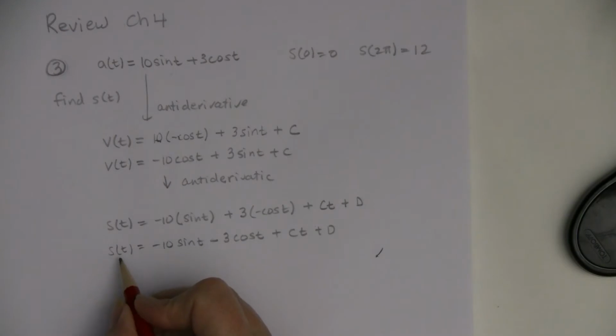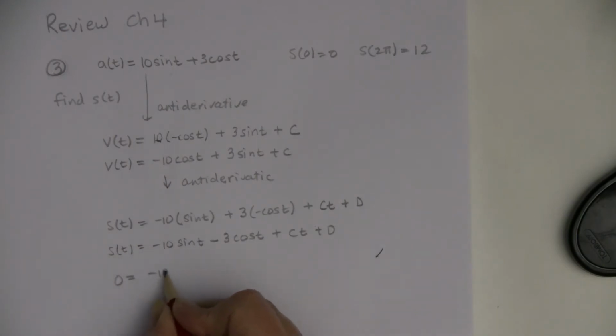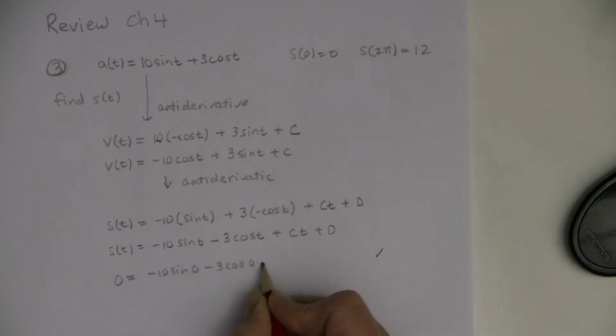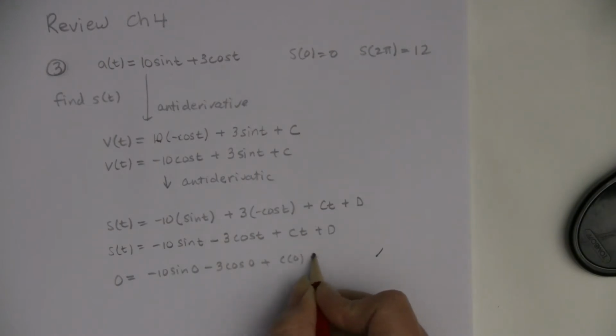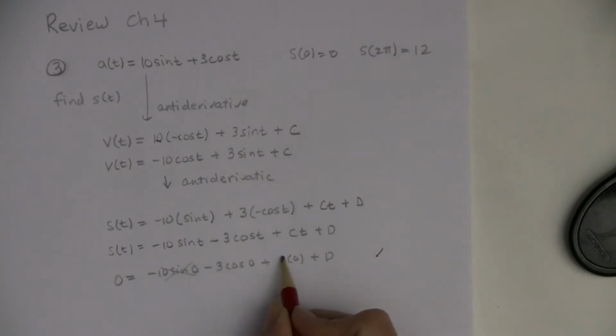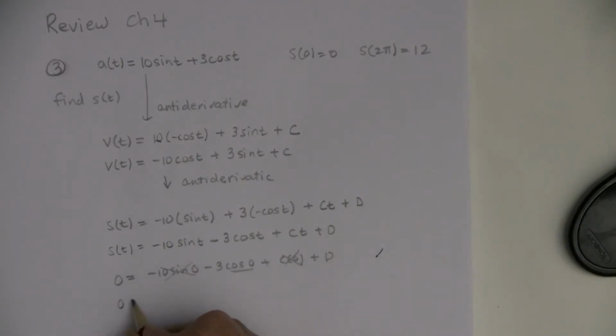But this one, I'm pretty lucky because of having the 0. So when s at 0 is 0, this is 0, equals negative 10 times the sine of 0, minus 3 times the cosine of 0 plus c times 0 plus d. Now, the sine of 0 is 0 as well, and c times 0 is 0. But the cosine of 0, be careful, is not 0. The cosine of 0 is 1. So this is 0 equals negative 3 times 1, so negative 3 plus d. So now we know that d is 3.